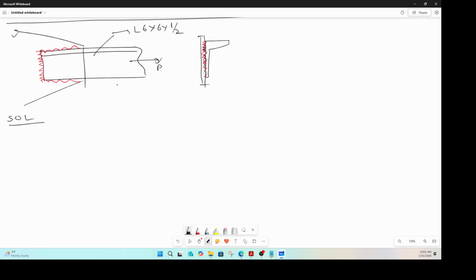We are asked to determine the strength of the connection, right? So the solution is you have to find out your gross area. To find your gross area, you go to the table for this particular shape, and you find that the gross area is 5.77 square inches. The other information given is this is A36. That means your Fy is 36 and Fu is 58 ksi. So your A gross is that much.